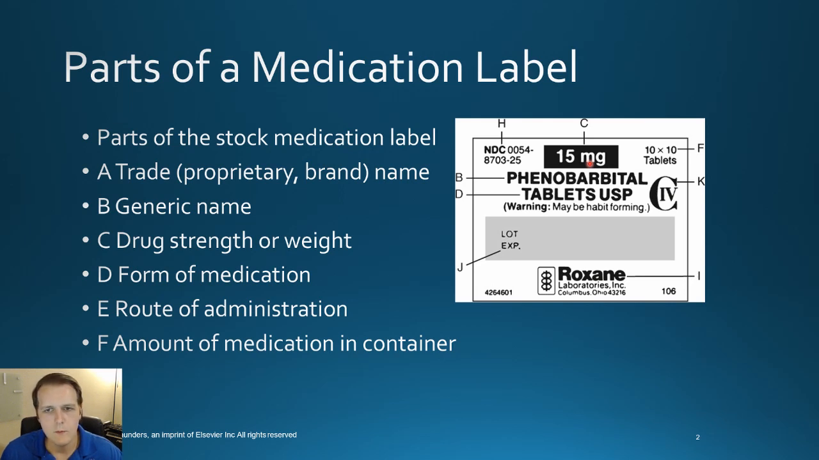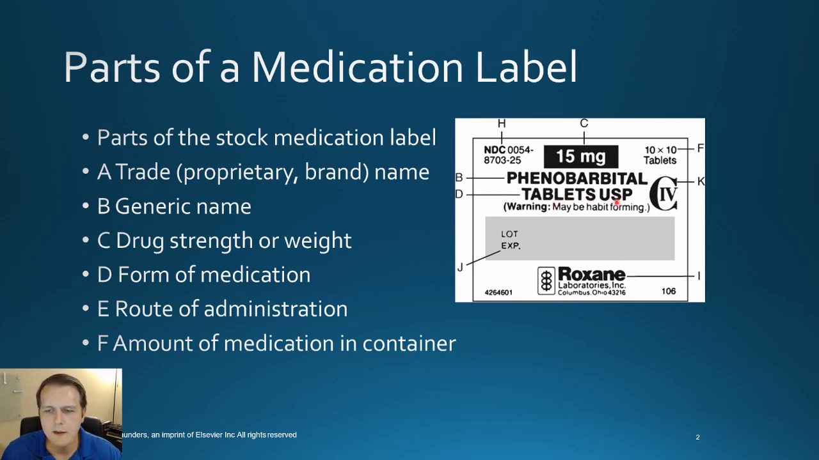If this was going to be a liquid medication, this would have a concentration. So it would say something like 15 milligrams per 5 mLs or per 1 mL or whatever the case may be. D is going to be the form of medication. So here you can see it's for tablets as opposed to capsules or liquid, syrup, solution, whatever the case may be. Here it happens to be tablets.